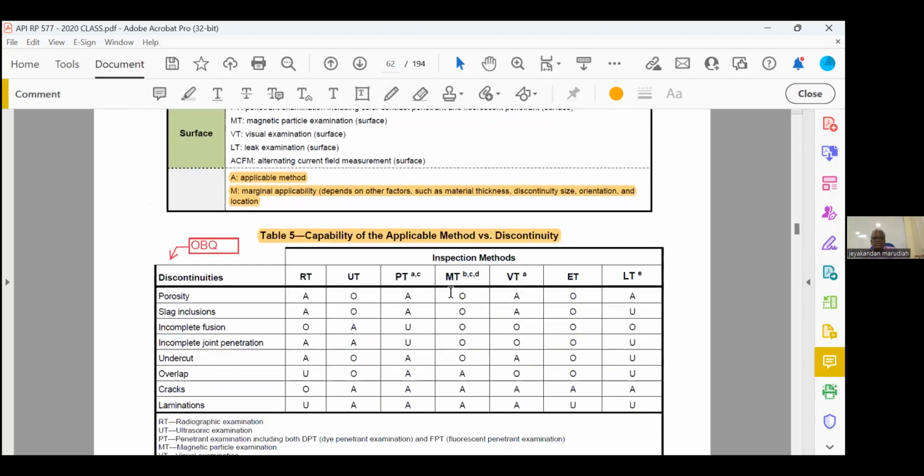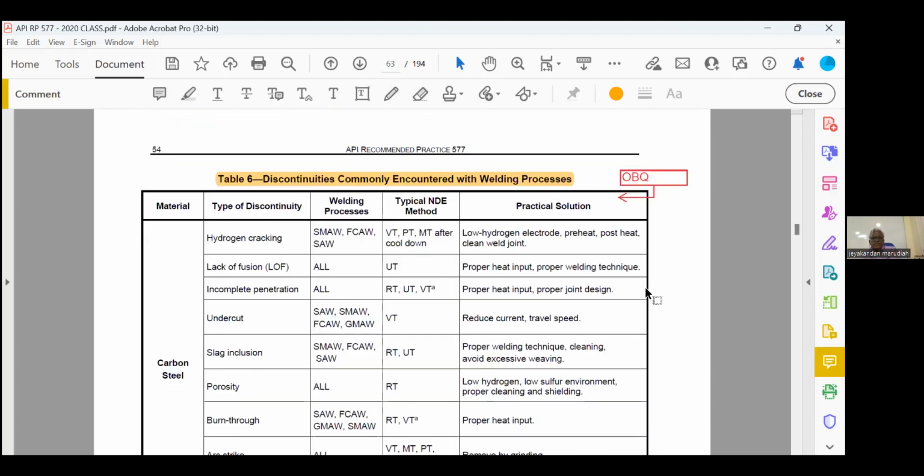The next table: which discontinuity is detected by what NDT method? Just mark it as open book. The next table: what is the practical solution for the discontinuities? That is also marked as open book.